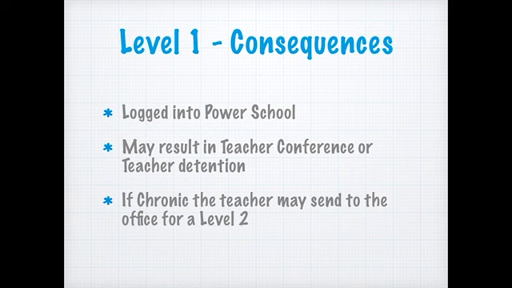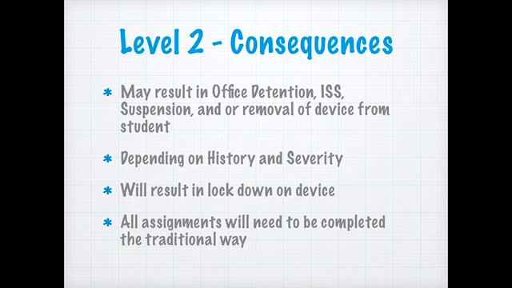Level one consequences are logged into PowerSchool by the teacher, and the teacher may decide to have a teacher conference or teacher detention or call your parents, or they might not. They might just log in and say it's a level one violation. When they determine that it's a chronic level one violation and send it to me, it becomes a level two. Level two always results in an office detention.